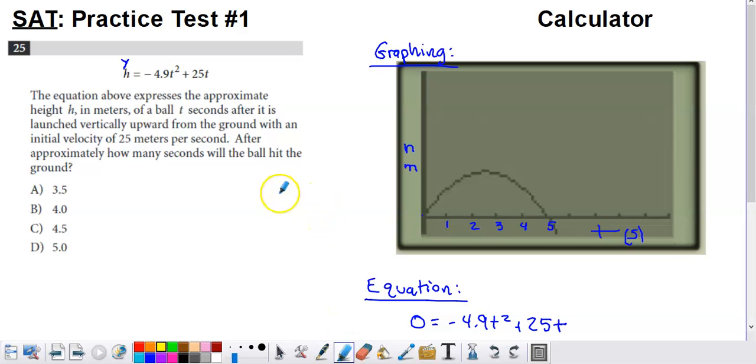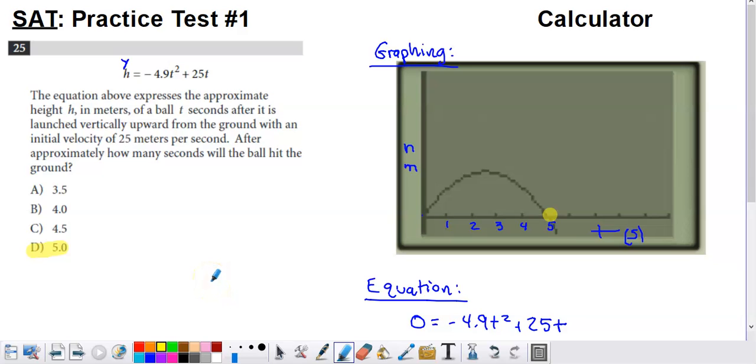So if you look at the question, it is: after approximately how many seconds will the ball hit the ground? Well, based on this graph, and in looking at the options, you can recognize what the answer is going to be. After how many seconds will the ball hit the ground? It's going to be 5 seconds.